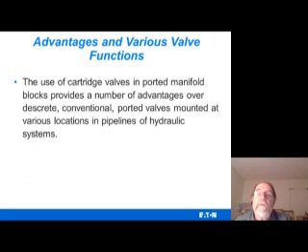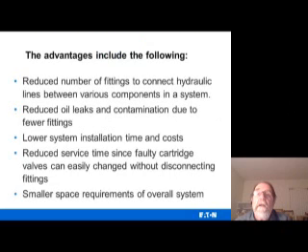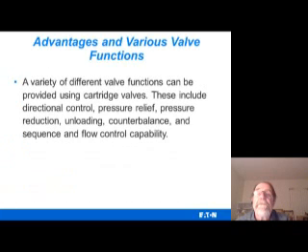The use of cartridge valves in a ported manifold block provides a number of advantages over discrete conventional ported valves mounted at various locations in pipeline of a hydraulic system. And advantages include reduced number of fittings to connect hydraulic lines between various components in the system. It also reduces your oil leaks and contamination due to fewer fittings, lower system installation time and costs. It reduces service time since faulty cartridge valves can easily change without disconnecting fittings, and smaller space requirements of the overall system makes it more efficient.